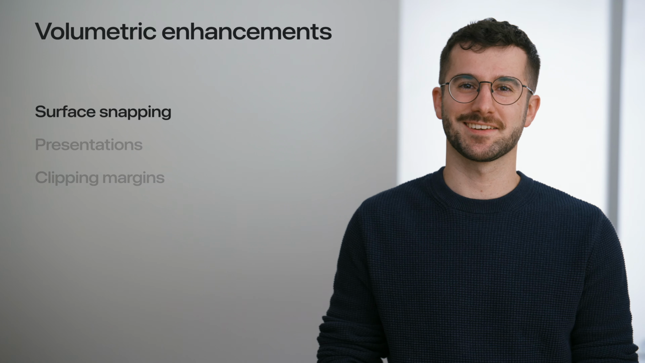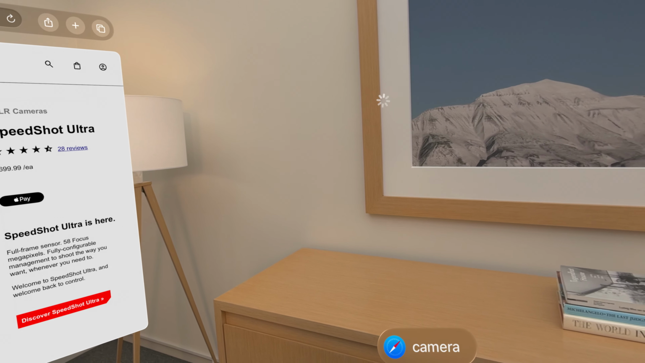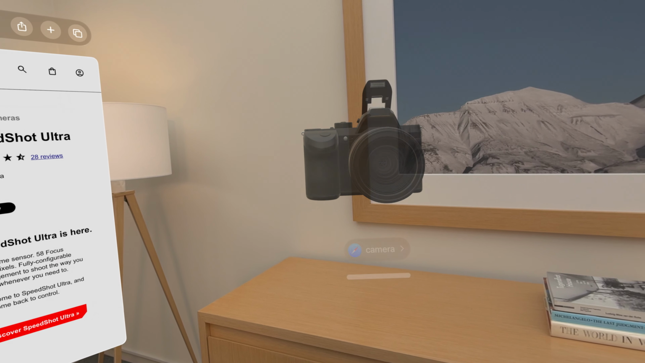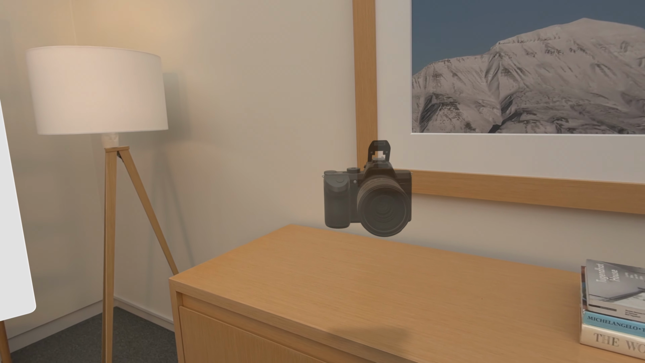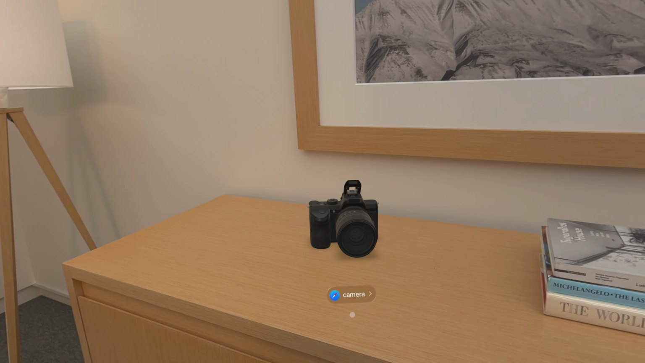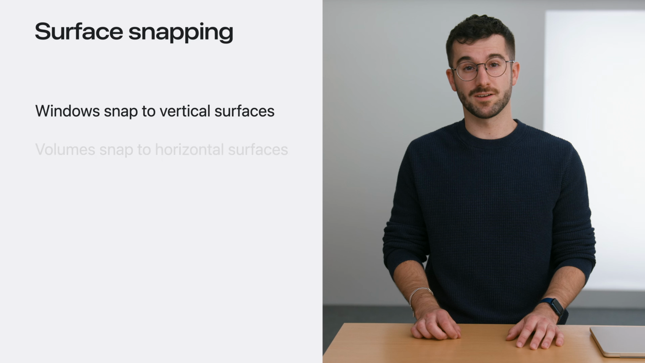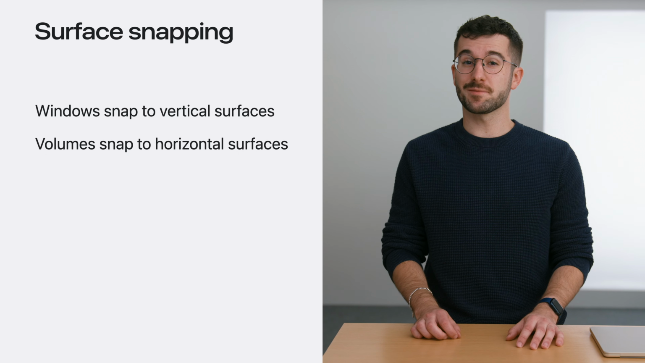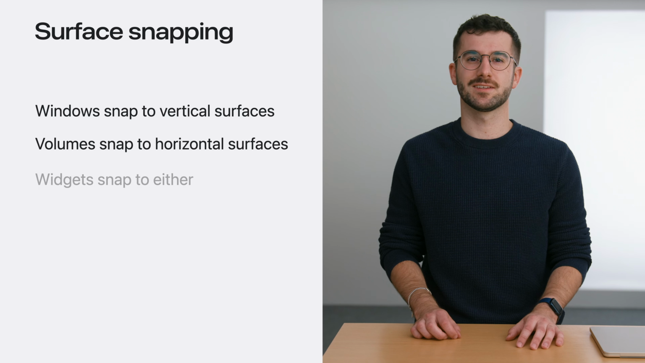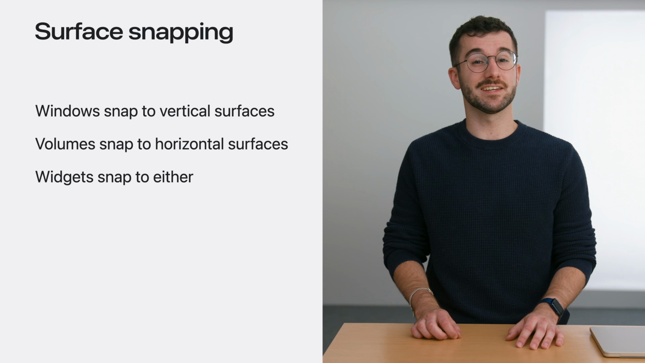Let's dive right in. New in visionOS 26, people can snap windows and volumes to their physical environment. They can do so by gently moving the window close to the surface. For restorable windows, this is what locks them in place for persistence. People can snap the back of windows to vertical surfaces like a wall. They can also snap the bottom of volumes to horizontal surfaces like the floor or a table. And widgets, which are new in visionOS 26, can be snapped to either kind.